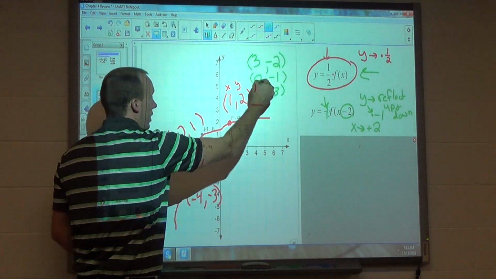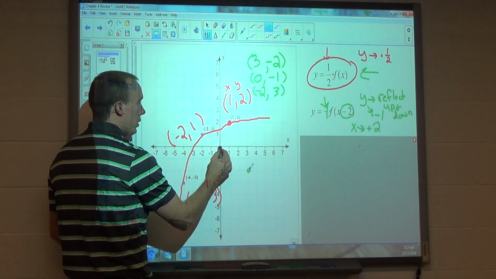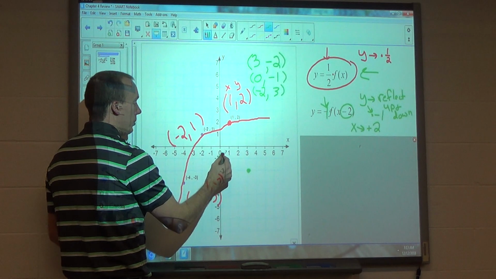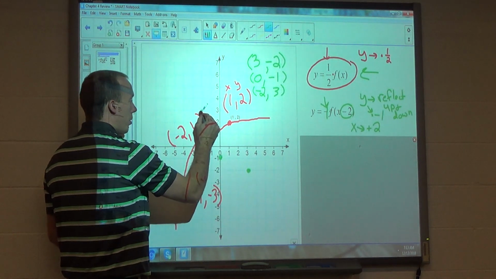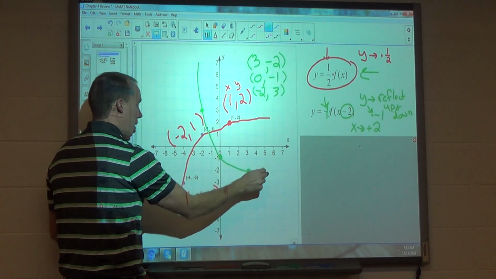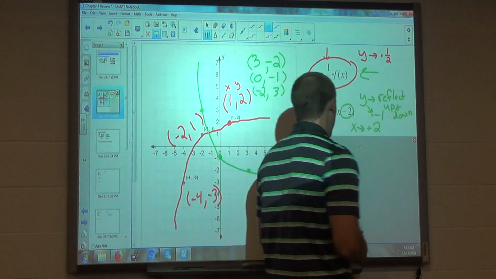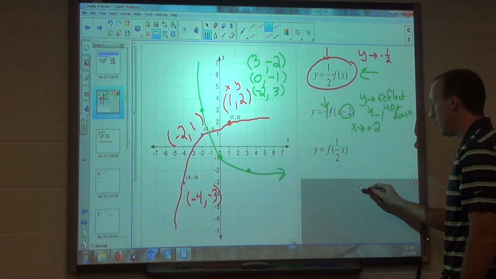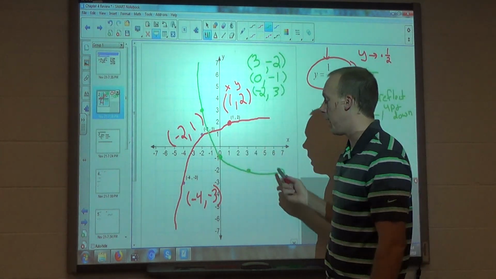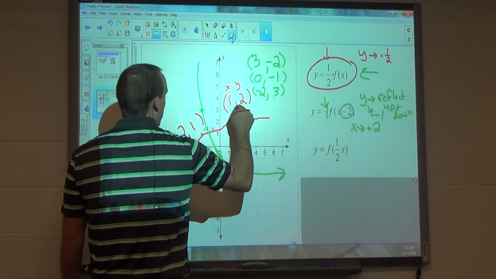Okay, so let's plot these 3 points and then check them out. So over 3, down 2, over 0, down 1, and over back 2 and up 3. And can you see how it reflected and then it's shifting to the right 2. Alright? And then those will be the 3 coordinates that you plot and mark. Alright, let's try the next one here.